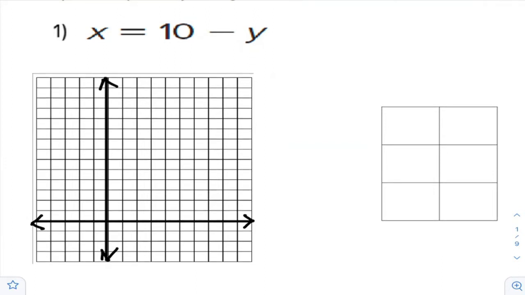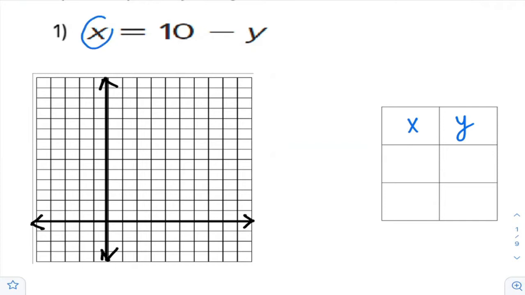We need points, and to graph linear functions or linear equations, we need a minimum of 2 points. 2 points will be enough for us, and we will assume x to get y, or assume y to get x. Let's start by assuming the values of y.